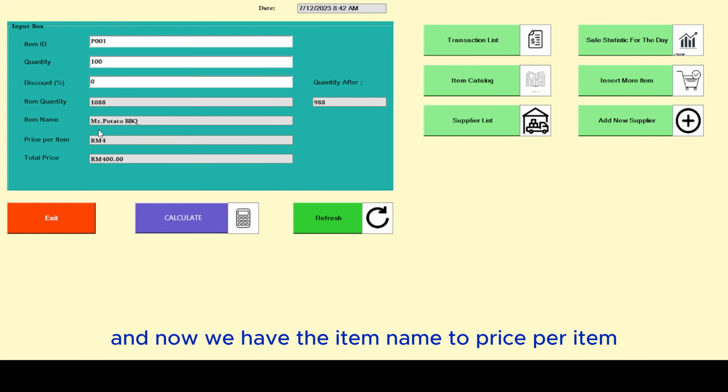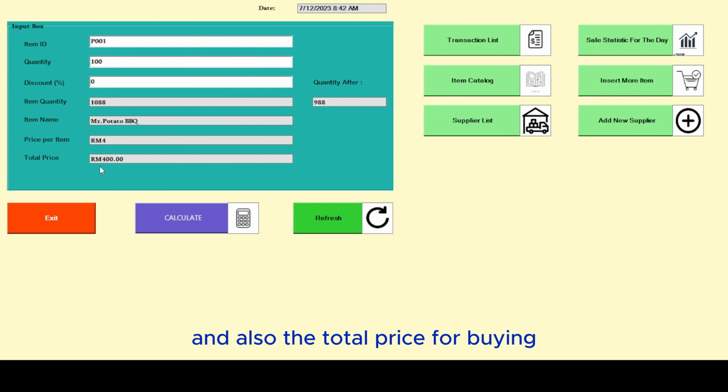And now we have the item name, the price per item, and also the total price for buying 100 quantity of that item itself. And now moving on into the transaction list.